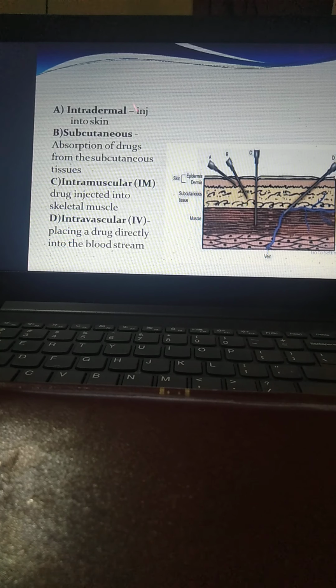Now, intradermal injection is into the skin. I have already told you about the position, about the angle at which you have to press the needle, and this is very important. Subcutaneous injection is absorption of drugs from the subcutaneous tissue. Intramuscular is a drug injected into the skeletal muscle. Then we have intravenous, IV, placing the drug directly in the bloodstream. So the position is very important.